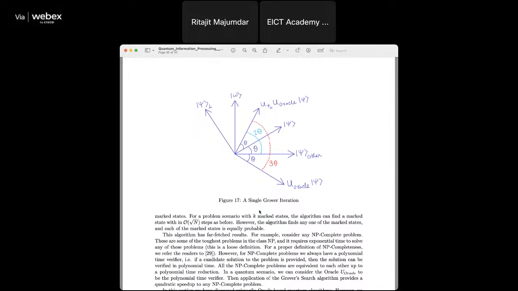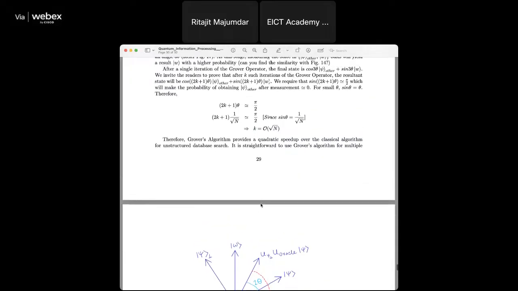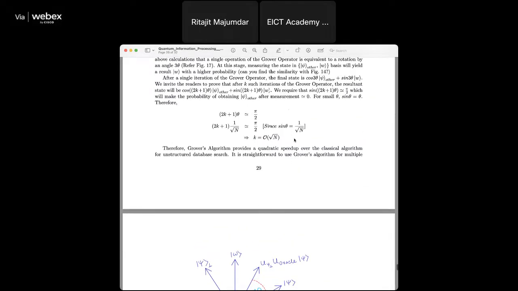Let me ask you one question. What is your hunch? So we have understood from here that we need to do this. I'll show you one code. How is the Oracle implemented physically? We will get to that. So we have understood that we need to repeat this order of root n times, and if you do the exact calculation, it's roughly pi by 4 times root n.